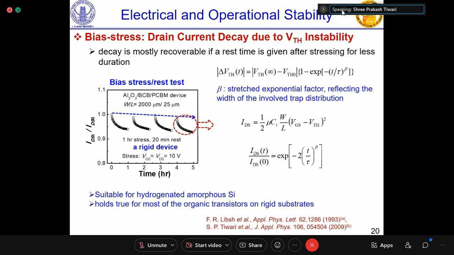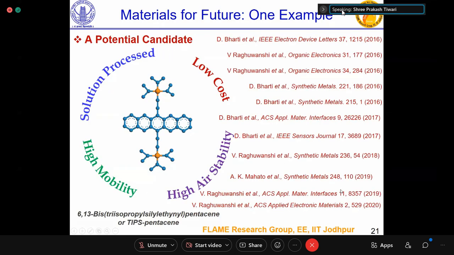This was done on a rigid device. But whatever models one uses for bias stress stability, you could see that during the stress, it is following a model which was explained earlier. But if you give a rest, it is again coming back to the original one. So selectively, you can apply this model if there is a periodic bias stress. Okay. But most of these things were discussed on vacuum evaporated semiconductors.